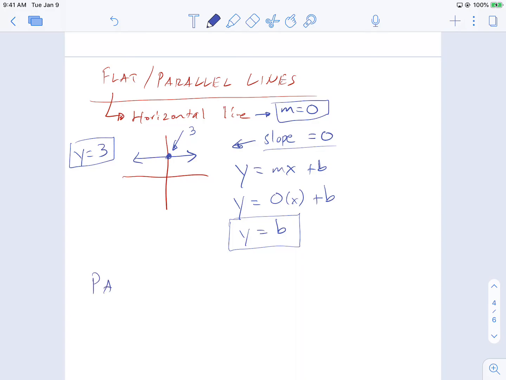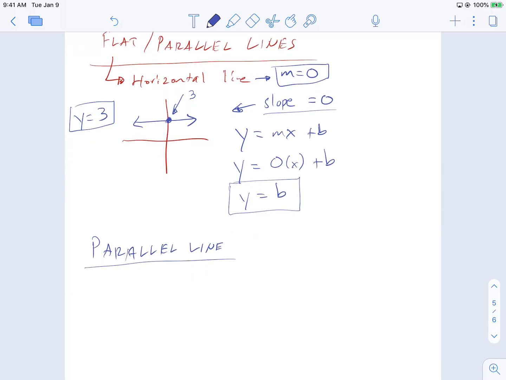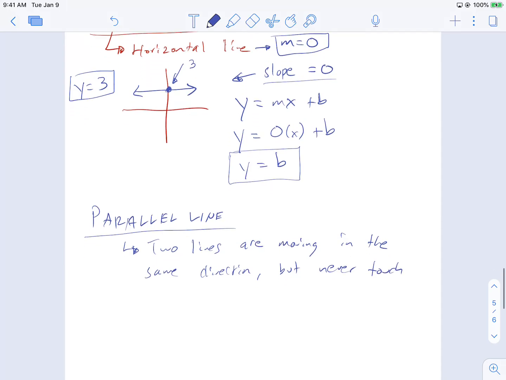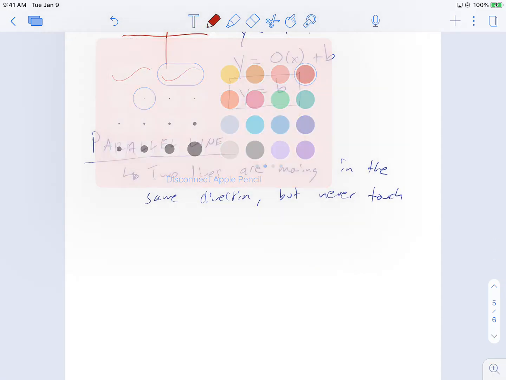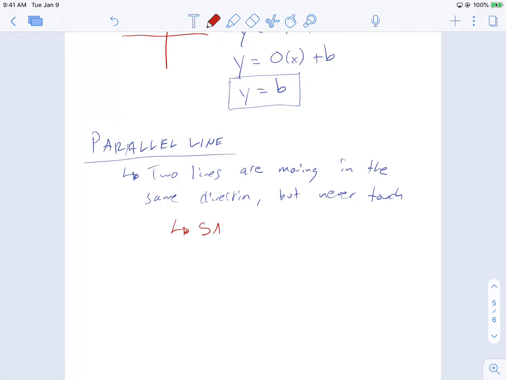What if I have a parallel line? Well, to have a parallel line, you have to know what parallel means. Parallel is when 2 lines or more are moving in the same direction but never touch. The key for that is that means they have to have the same slope. And when I say same slope, it has to be the exact same slope.